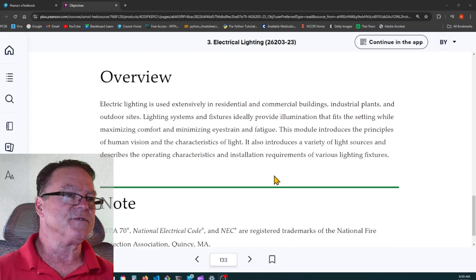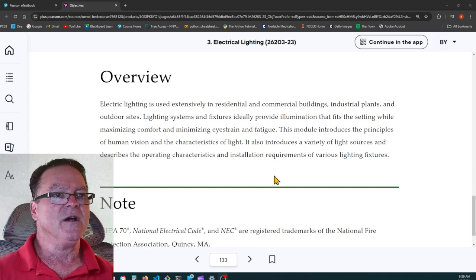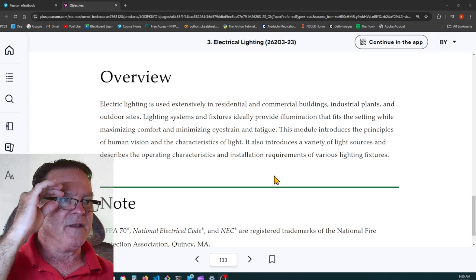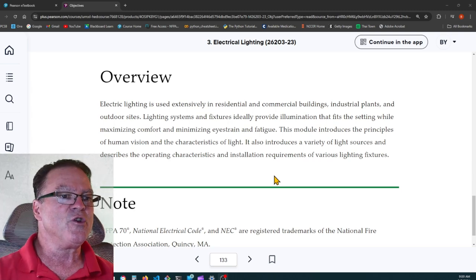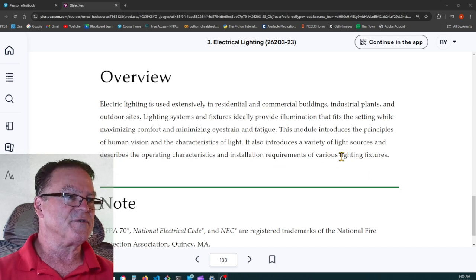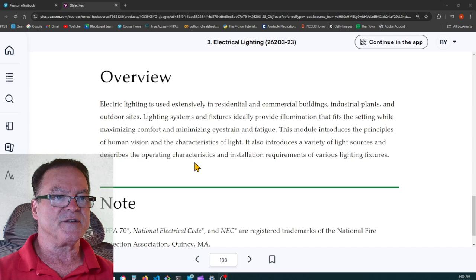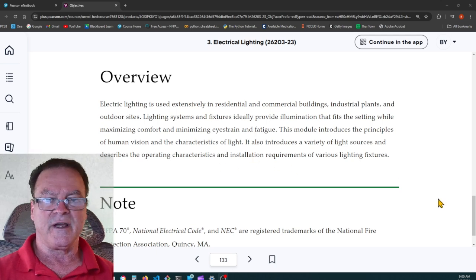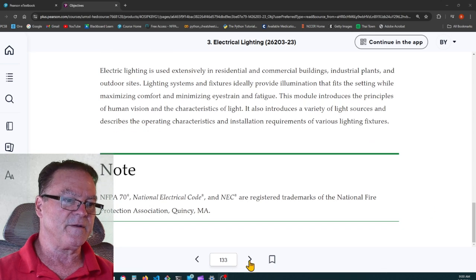Electric lighting is used extensively in residential and commercial buildings, industrial plants, and outdoor sites. Lighting systems and fixtures ideally provide illumination that fits the setting while maximizing comfort and minimizing eye strain and fatigue. This module introduces the principle of human vision and characteristics of light. It also introduces a variety of light sources and describes the operating characteristics and installation requirements of various lighting fixtures.